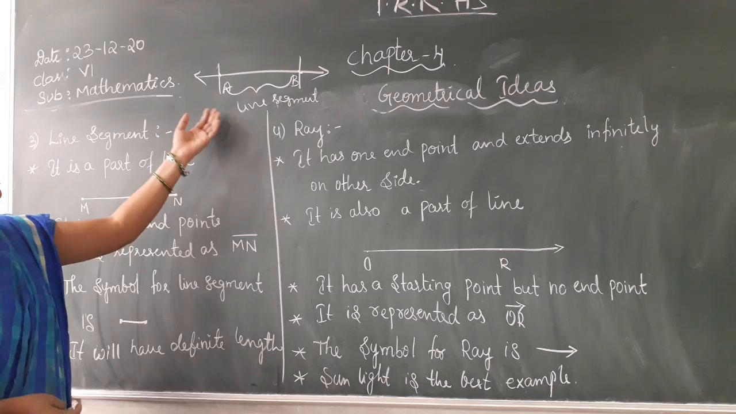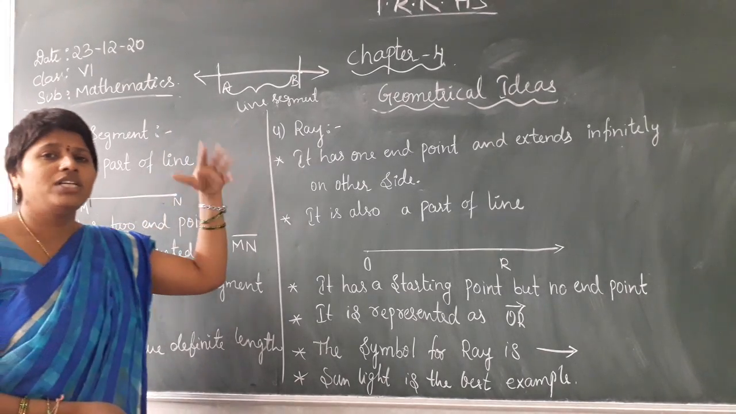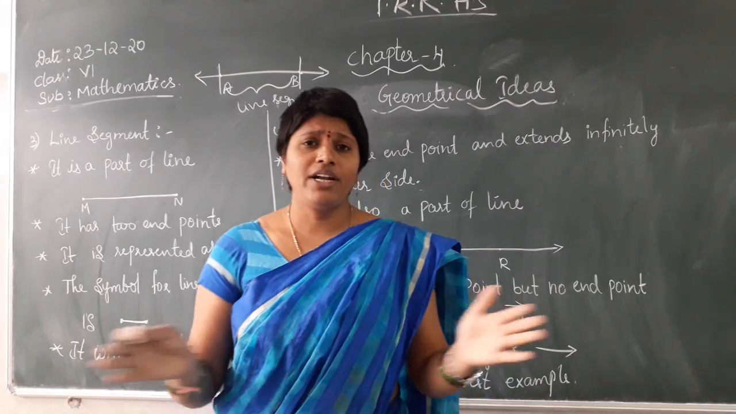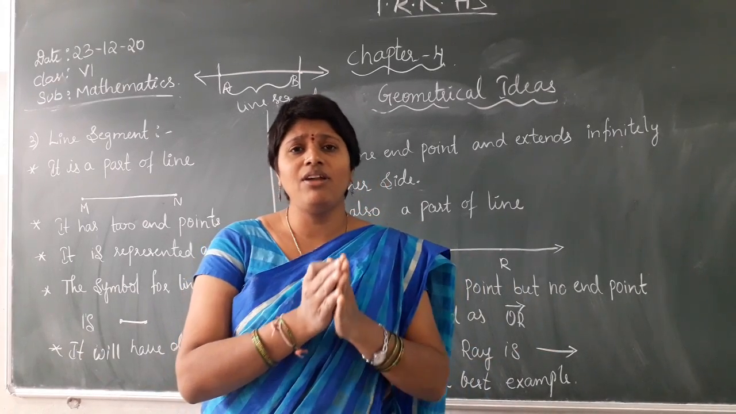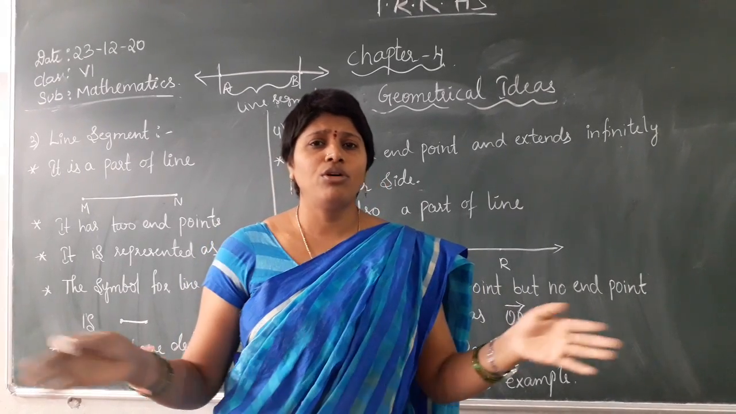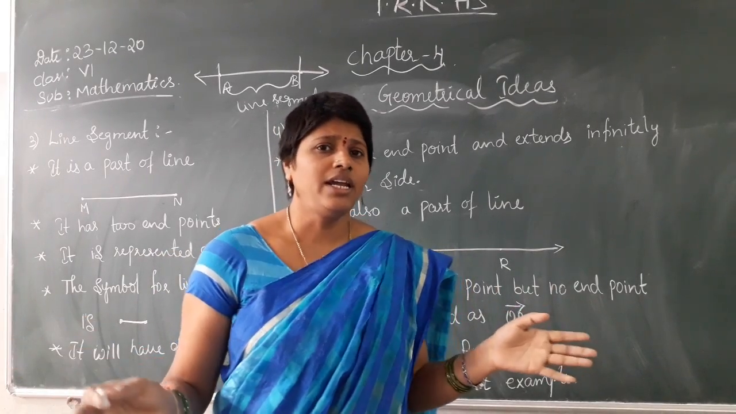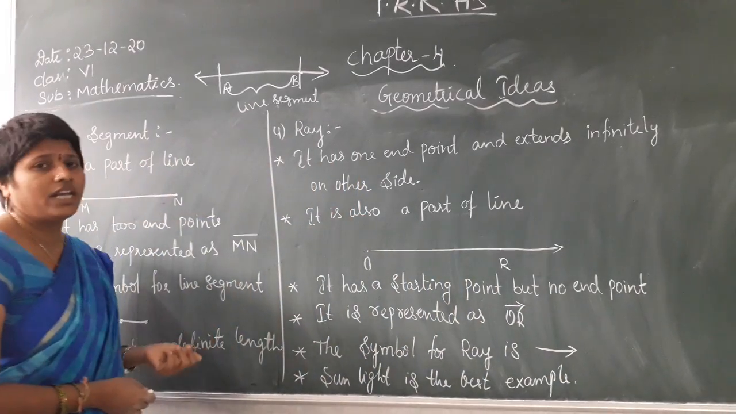Okay. Similarly, for a line also I can write. What is the example for a line? If you take the railway track, the railway track extends on both sides. If you take the road, it extends on both sides. Right? So like that you can give many more examples.